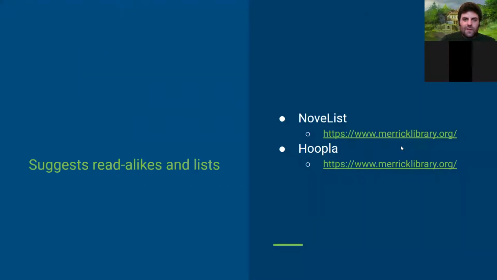So the first thing is suggesting read-alikes and lists, right? So read-alikes is the idea of, okay, well, what book did you like? You liked this specific title. Here are other books like it. Or you like this specific author, you like Stephen King. Here's a list of other authors that are similar to Stephen King. And this is really the main resource that we use at the library, which is called NoveList.